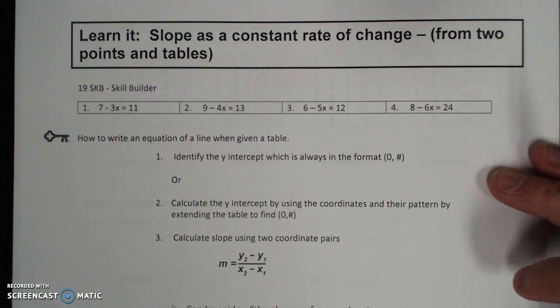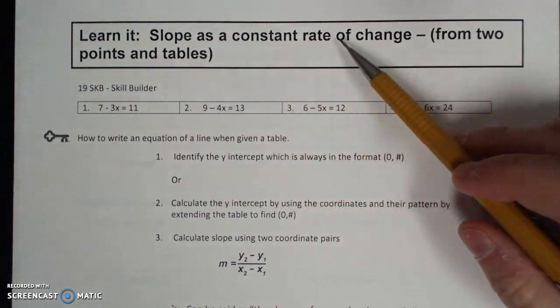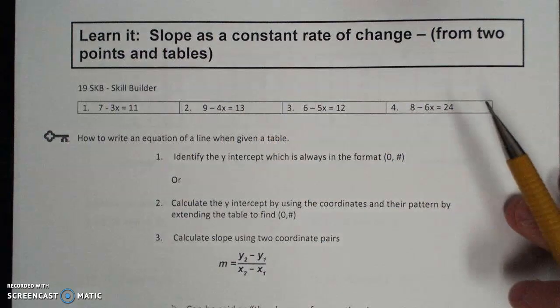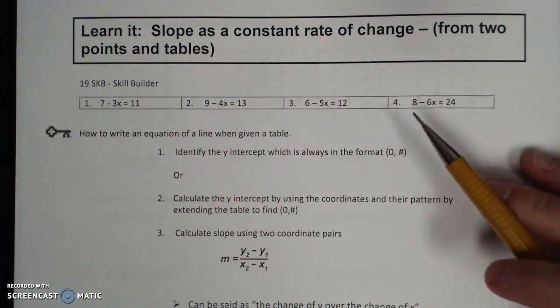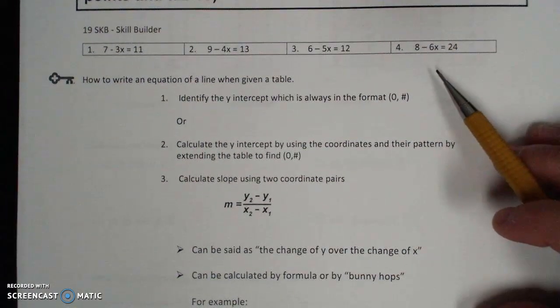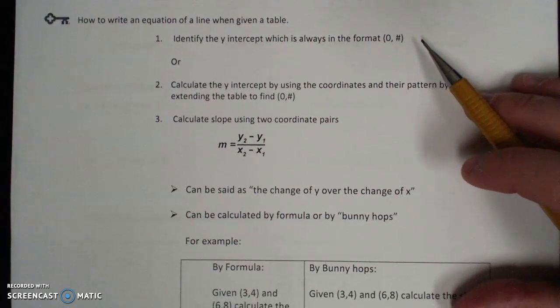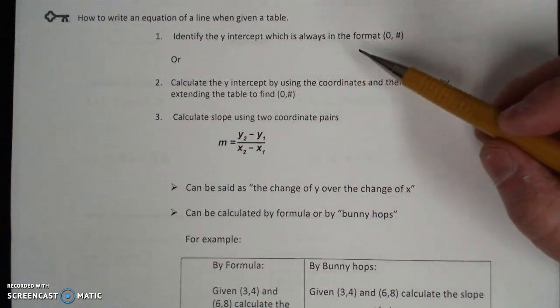I am going to tie some things together today and how a couple of the lessons are going to show you some information. So we're going to do slope as a constant rate of change from 2 points in tables. These will be skill builders. Just solve the equations and look at the answers when you're done, and let me know if you still need help solving some equations.